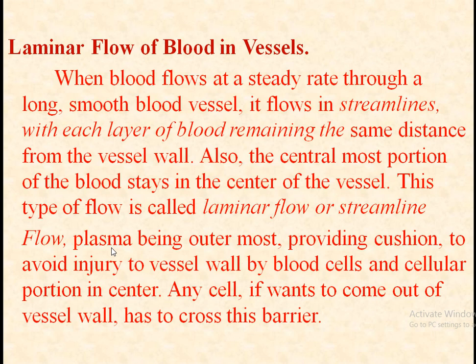And why did nature keep this type of flow? The importance of this flow, number one, is to avoid the injury caused by the cellular portion to the vessel wall. If the blood cells hit the vessel wall again and again, they may injure it. So the plasma outside the cellular portion is going to provide a cushion to the blood vessels.